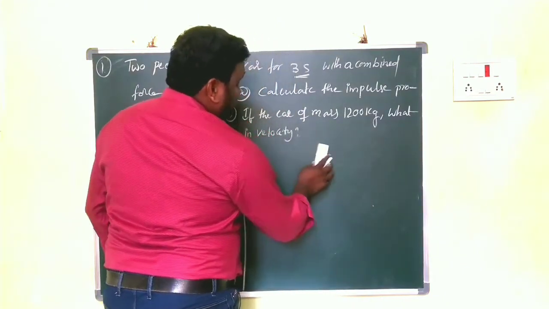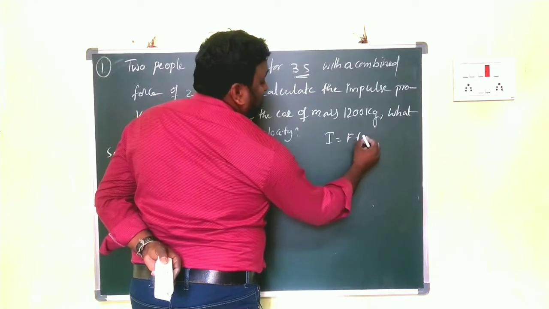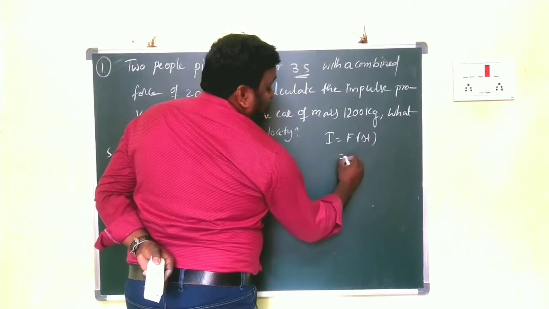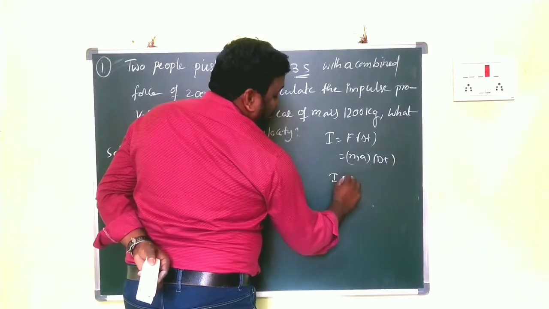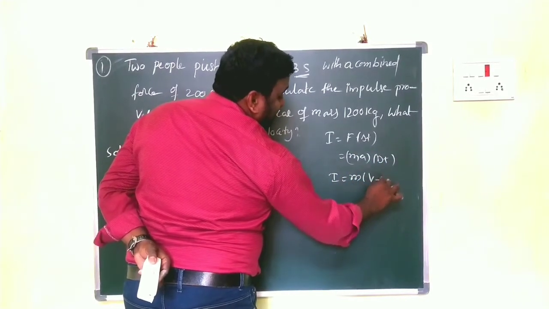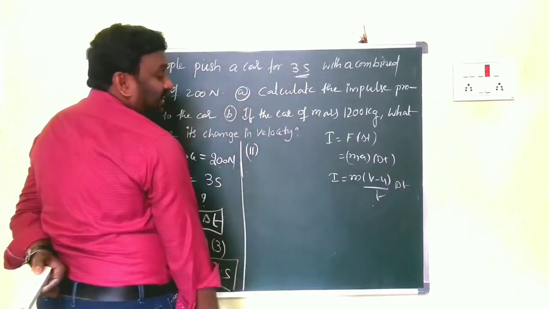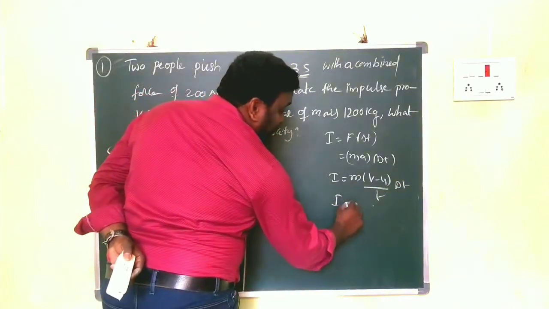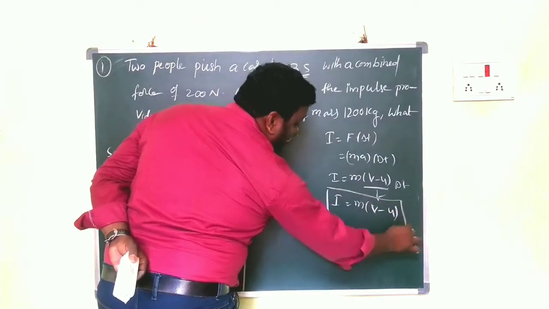Let us look at the first one. I is equal to F into delta t. F means m a, into delta t. Then I is equal to m into (v minus u) by t, into delta t. Delta t cancels. Then what do you get? I is equal to m into (v minus u). This is another formula for impulse.